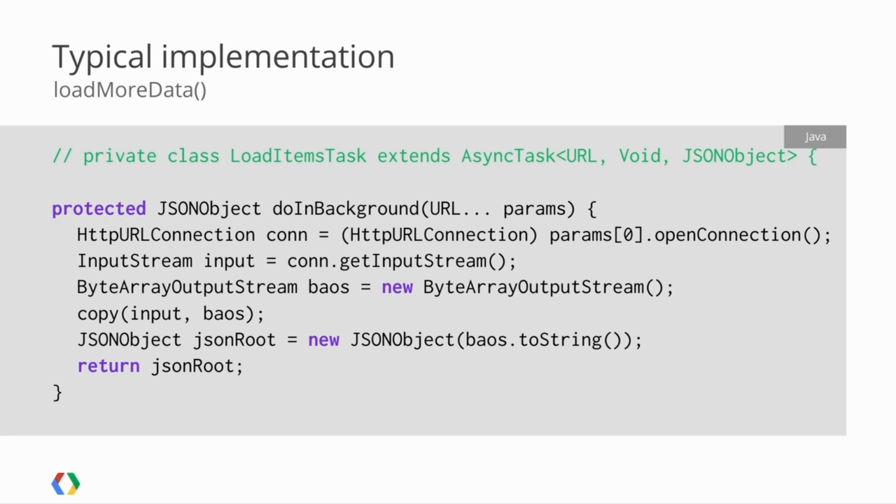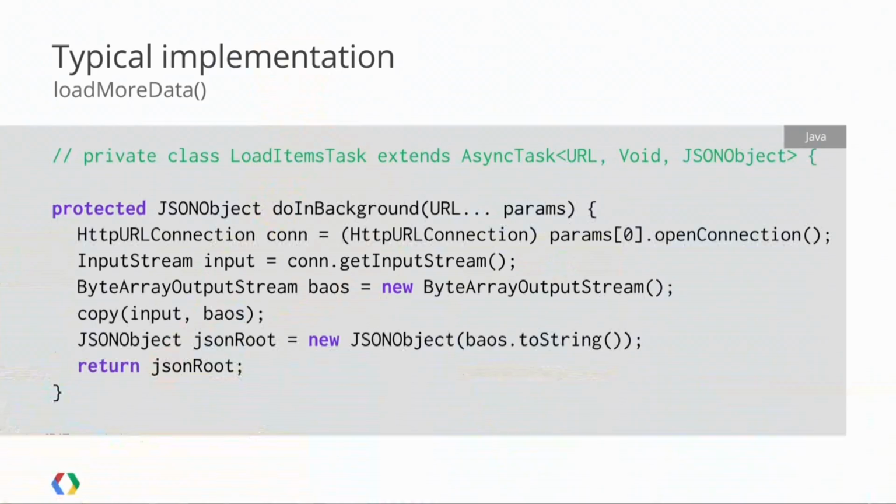OK, now how is load more data actually implemented? The usual approach is to use an async task or something like that. So here in do in background, we open an HTTP URL connection. We get the input stream for the response data. We make a byte array output stream to copy it into. We use this magical function that I've written 100 times in my life to copy it from the input stream to the output stream. And then we pass it to the JSON object constructor for parsing and return it back.